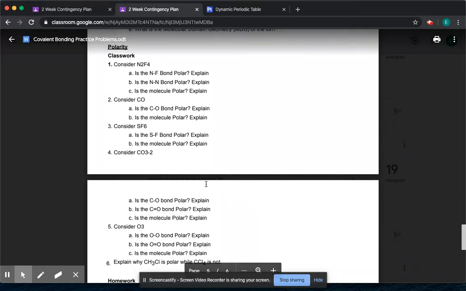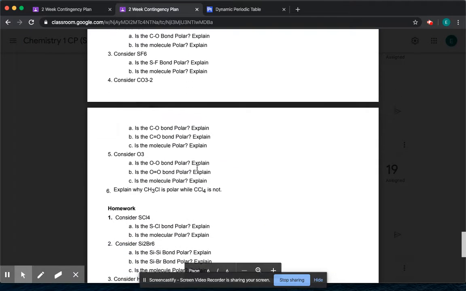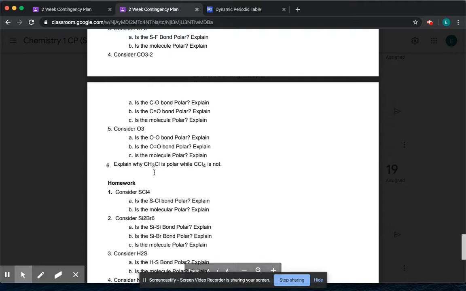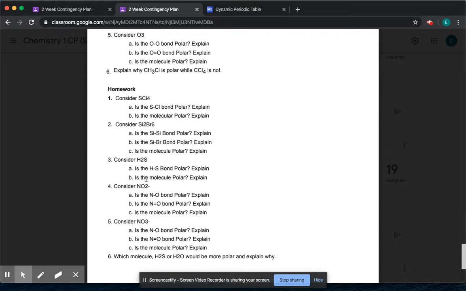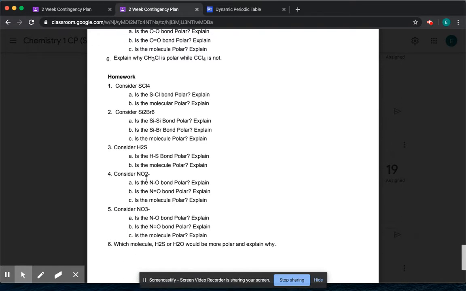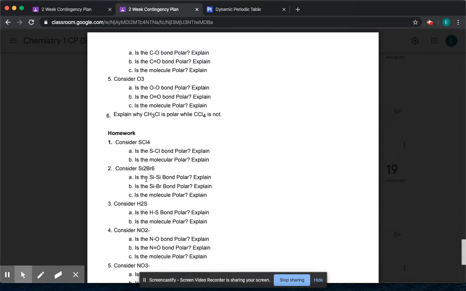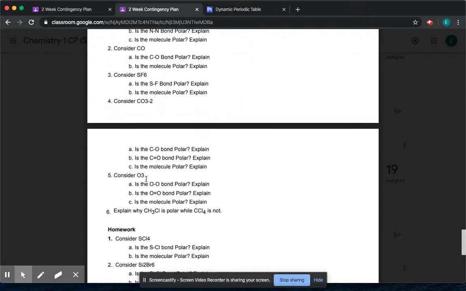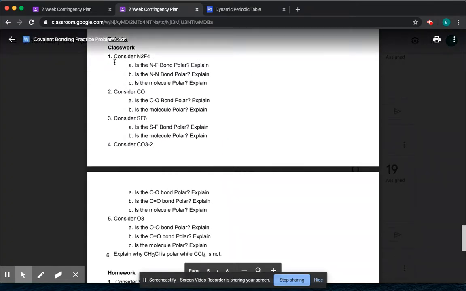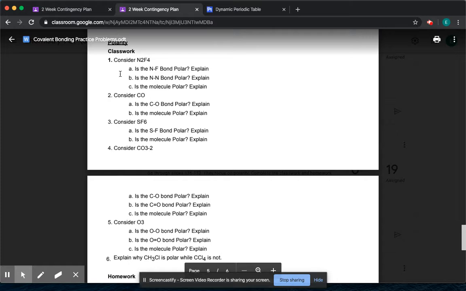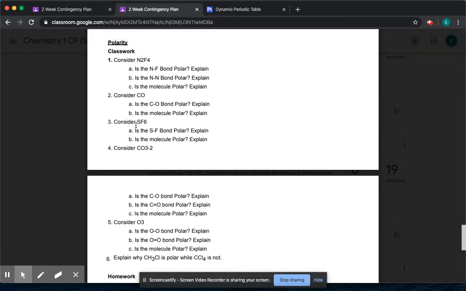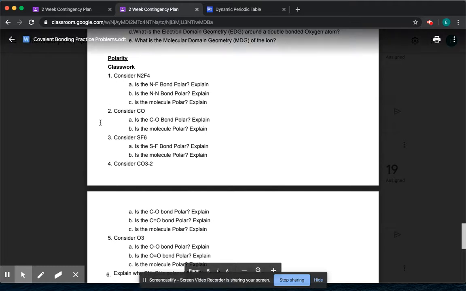Which one has the most complications? More or less, the questions are all the same. So I can pick any two, and it will be okay. I'll do number 1 in the classwork. I'll do number 1 and number 3, just because this has SF6, which can be a little complex.